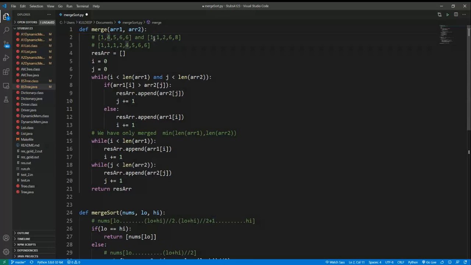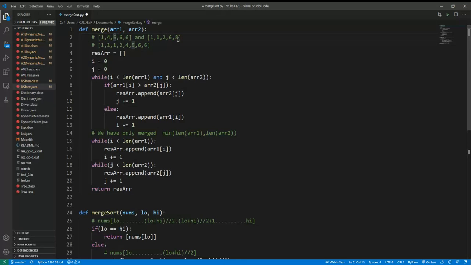So out of one and four, one is smaller, so I will put it inside my result. I will move ahead. Again, 4 and 1. 1 is smaller, so it will come down in the result array. And now this pointer will go to 2. Out of 2 and 4, 2 is smaller, so 2 will come down. And this will go to 6, and this will still be at 4. Out of 6 and 4, 4 is smaller, so 4 will come in the result.